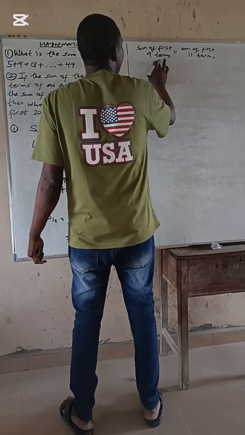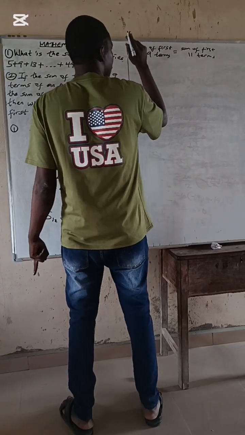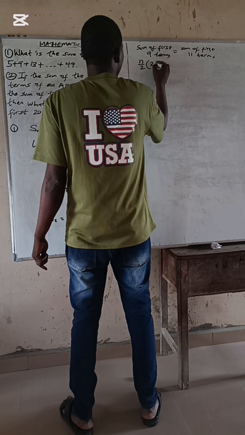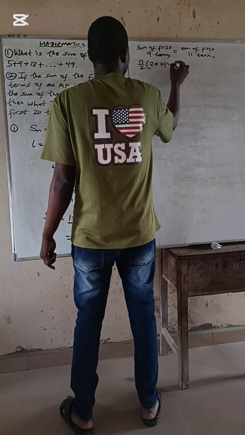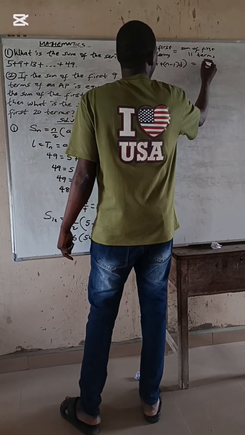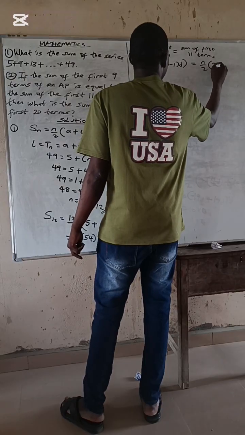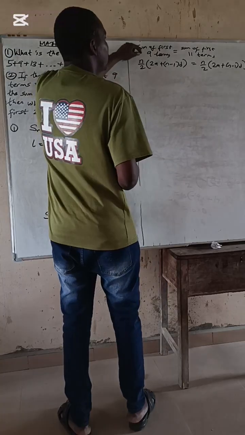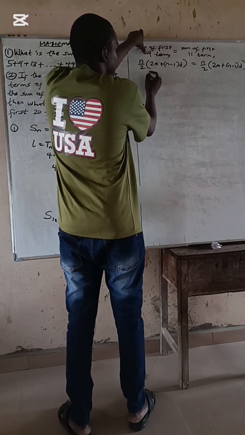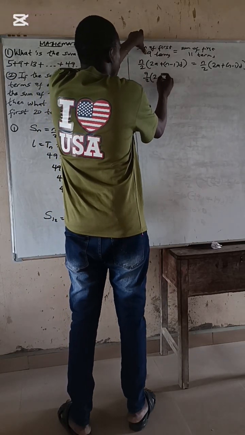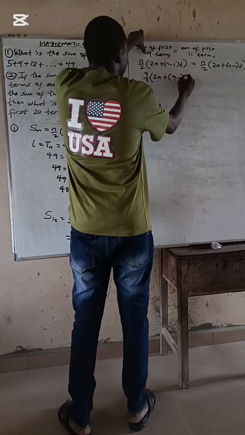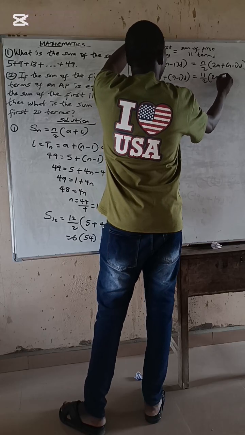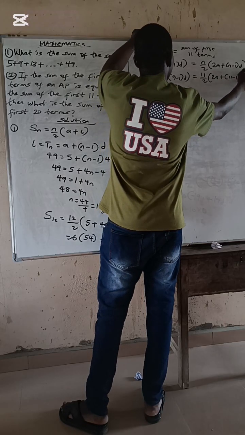Now, the sum of 9 terms is, remember the formula I gave you, that Sn equals n over 2 into bracket 2a plus n minus 1 d. That's the second formula. This is equal to the same n over 2 into 2a plus n minus 1 d. Now, the n is 9 here. That's 9 over 2 into 2a plus 9 minus 1 d is equal to this: 11 over 2 into 2a plus 11 minus 1 d.